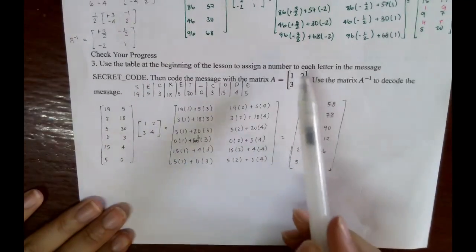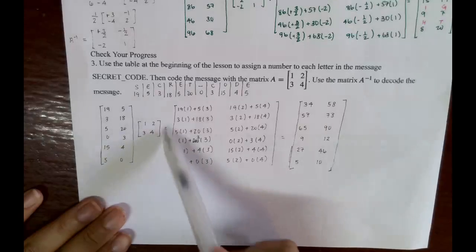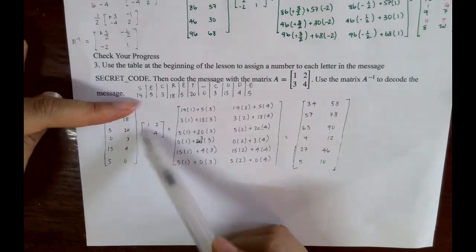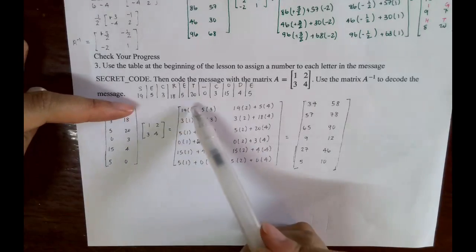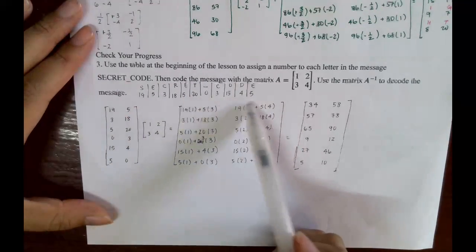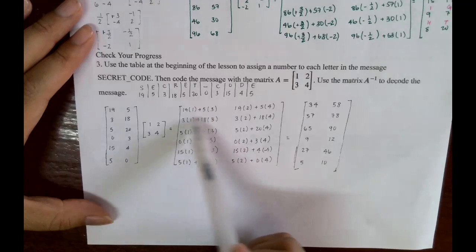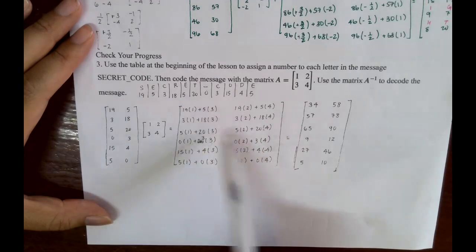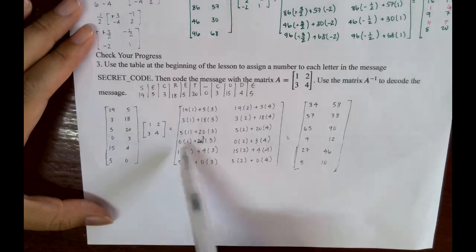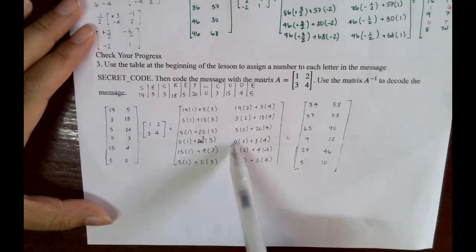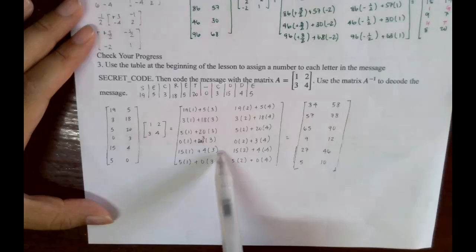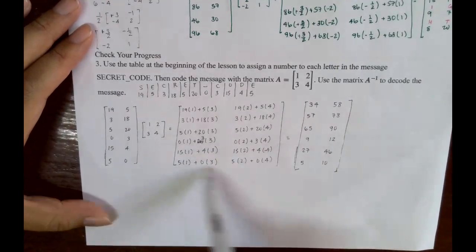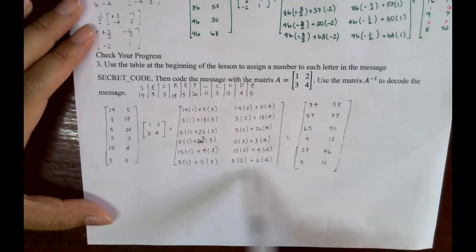Then I multiplied it by my coding matrix, which is 1, 2, 3, 4 here. And I multiply each row by column. So this is this row and the first column, first row and second column, second row and first column, second row and second column, third row first column, third row second column, fourth row first column, fourth row second column, fifth row first column, fifth row second column, and then last row first column and last row second column.